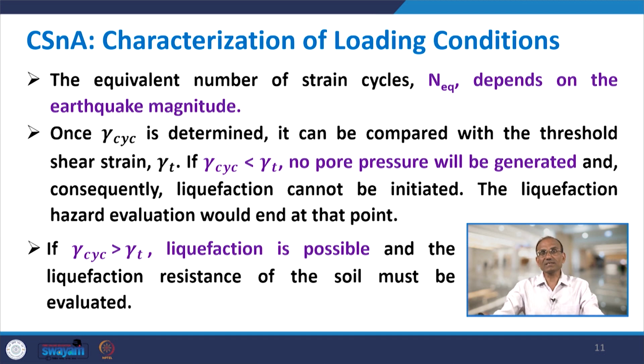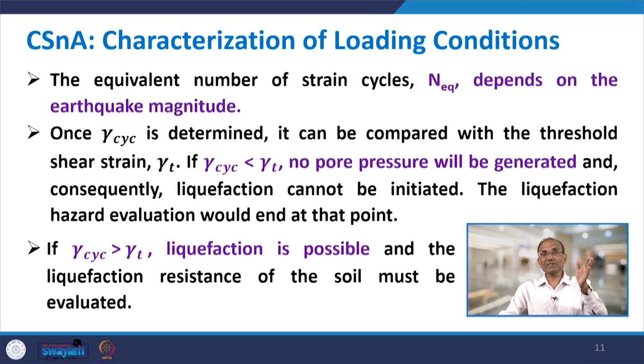Once gamma cyclic is determined, it can be compared with the threshold shear strain gamma t. Gamma t is the value where liquefaction will start. If your gamma cyclic is less than gamma t, then no pore pressure will be generated and liquefaction cannot be initiated. In this case, we stop our liquefaction hazard evaluation at this stage. So if the cyclic strain generated inside the soil is less than the cutoff value gamma t, we can say there is no chance of liquefaction.